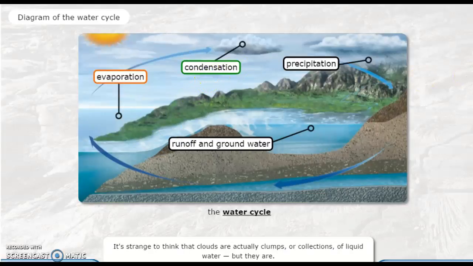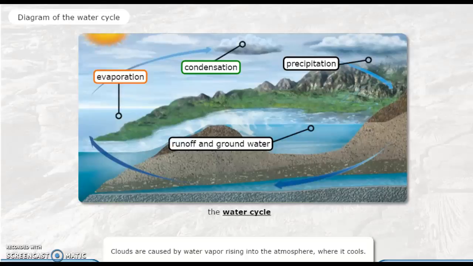It's strange to think that clouds are actually clumps or collections of liquid water, but they are. Clouds are caused by water vapor rising into the atmosphere, where it cools. When this happens, it turns to liquid form and condenses into clouds.